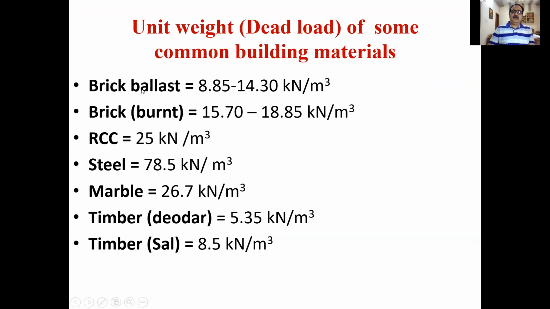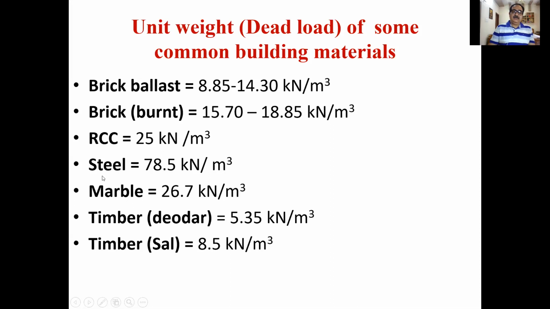If we are putting brick ballast on, let us say, the first floor, then we can easily calculate the volume of the material which we have placed over the roof and what is going to be the dead load for that particular member. Then burnt clay bricks are 15.70 to 18.85 kilonewton per meter cube, RCC is 25 kilonewton per meter cube, and steel is 78.5 kilonewton per meter cube. So volume, and this is the weight.